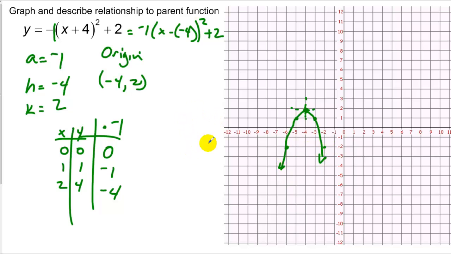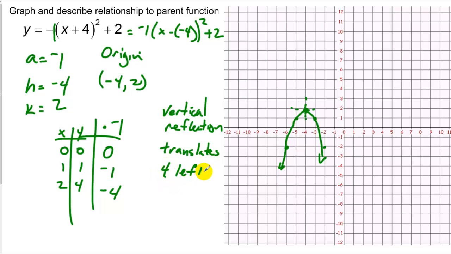So how has this changed? Well, it appears we have a vertical reflection. But it's still in the same shape as y equals x squared because I have a 1 here. The negative reflects it though. And then I have a translation 4 left, 2 up. And if we want to check a point, I can check -3 and 1.